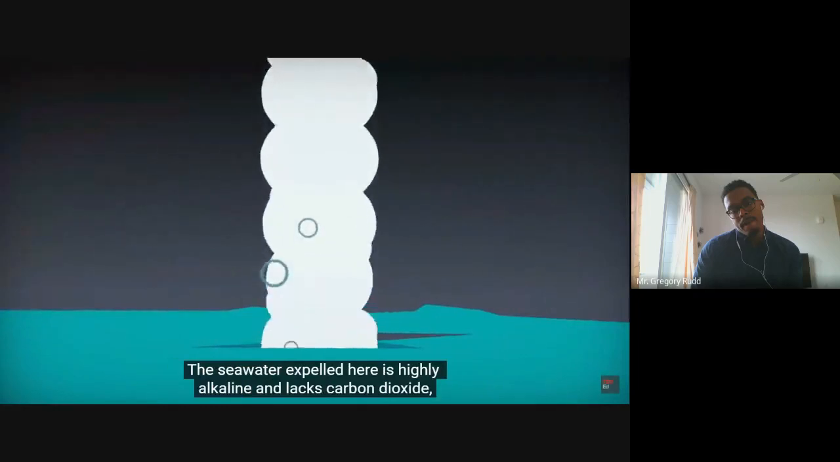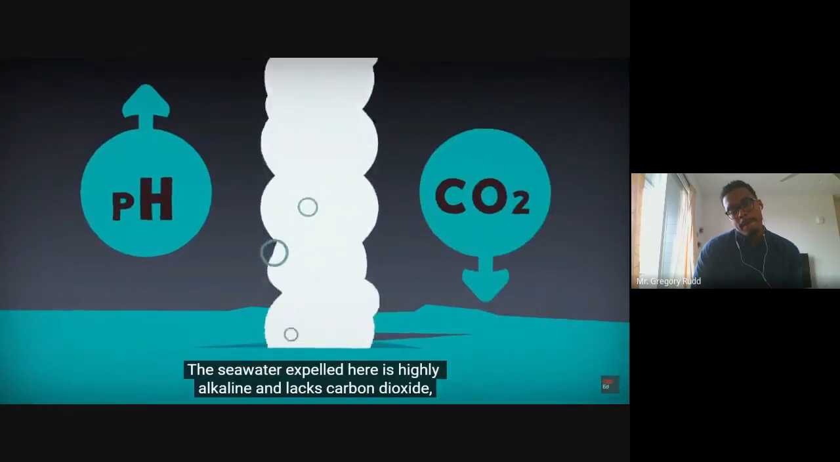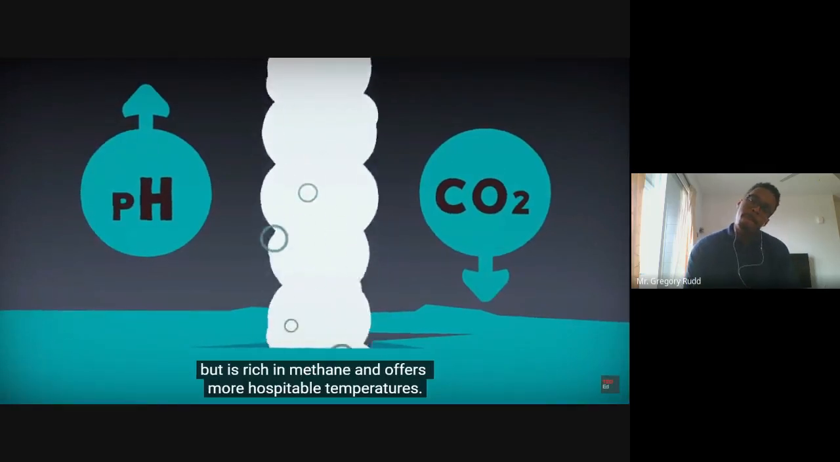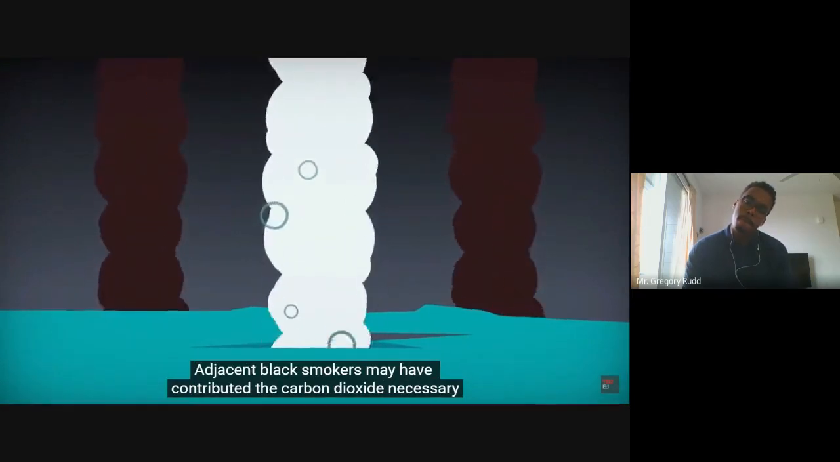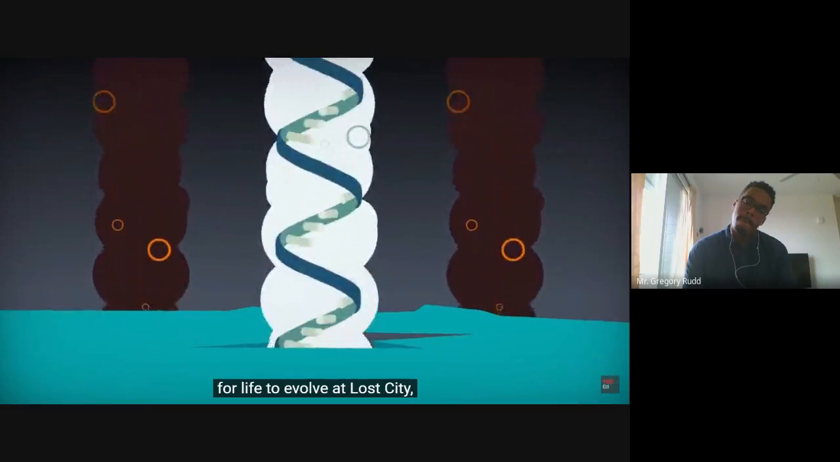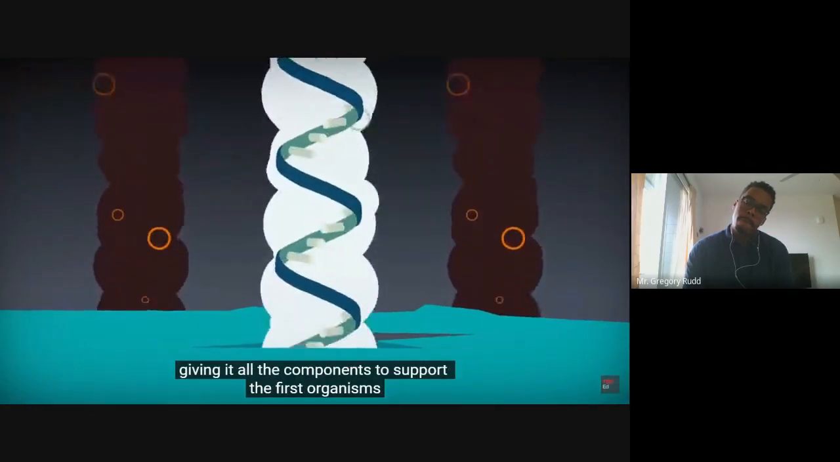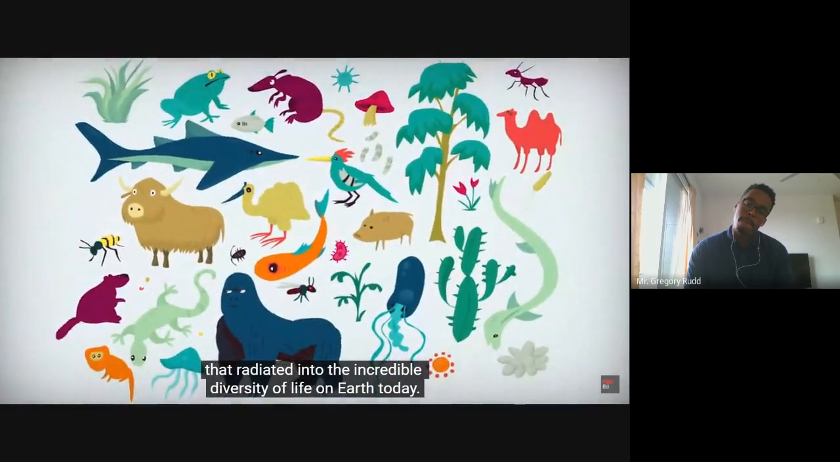The seawater expelled here is highly alkaline and lacks carbon dioxide, but is rich in methane and offers more hospitable temperatures. Adjacent black smokers may have contributed the carbon dioxide necessary for life to evolve at Lost City, giving it all the components to support the first organisms that radiated into the incredible diversity of life on Earth today.